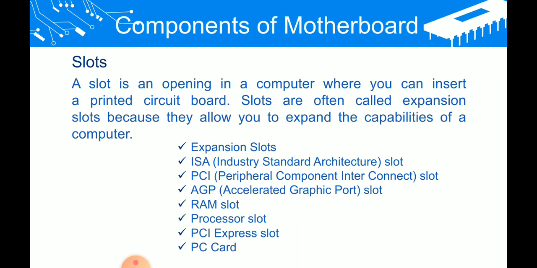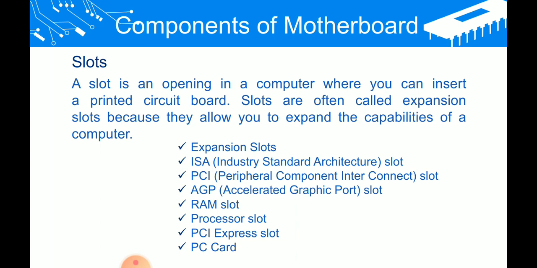Next is the processor slot. This is to insert the processor or CPU chip. We can identify this slot easily because we can see the system fan or heatsink on top of this slot. So in this slot we can insert our CPU, and we can identify it easily because we can see a fan or a heatsink, and we can see the chip under that fan.